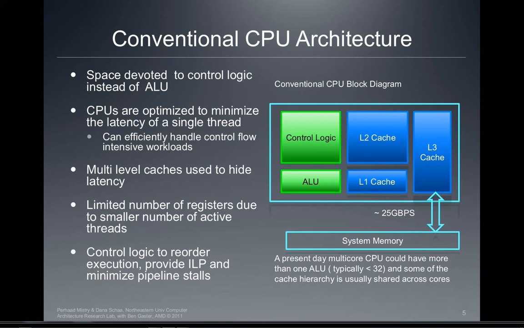Also, there's a limited number of registers due to the smaller number of active threads. By smaller, I mean smaller compared to GPUs. While there may still be a lot of concurrently active threads in a CPU, it is still much less than the thousands of threads that run on a GPU. Also, this control logic of the CPU can reorder the execution of different instructions in a program and provide ILP, that means instruction level parallelism. A CPU can find out whether some instructions in a program are independent and can be performed in parallel. And also, generally, this control logic minimizes pipeline stalls. I will come back to pipelines later in this part of the slides.